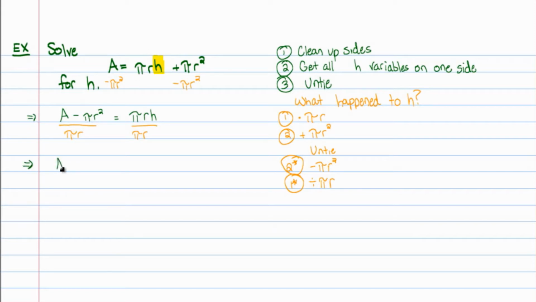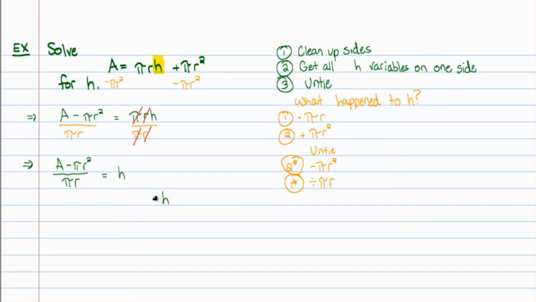And you'll see that the left hand side is A minus pi r squared over pi r. And the right hand side, the pi's cancel. Pi over pi is just 1, and r over r is just 1. So that's 1 times h, or in other words, h. Now, again, this is perfectly acceptable as an answer.